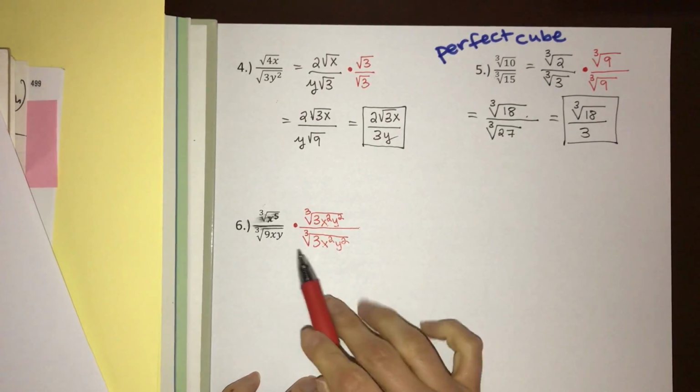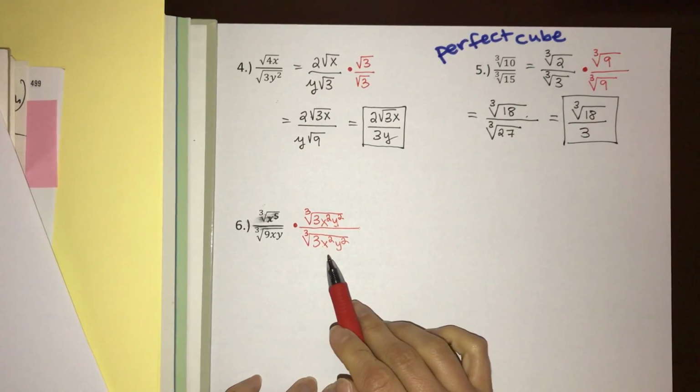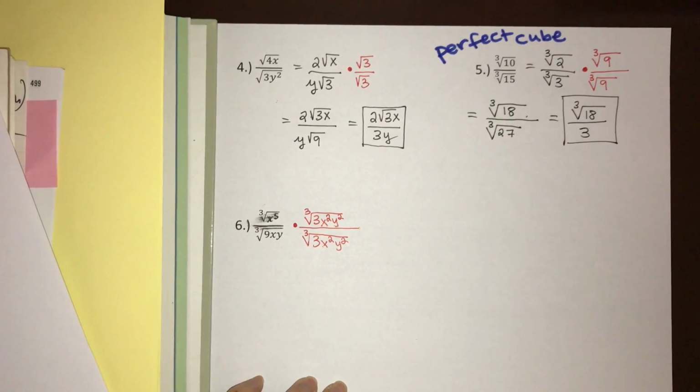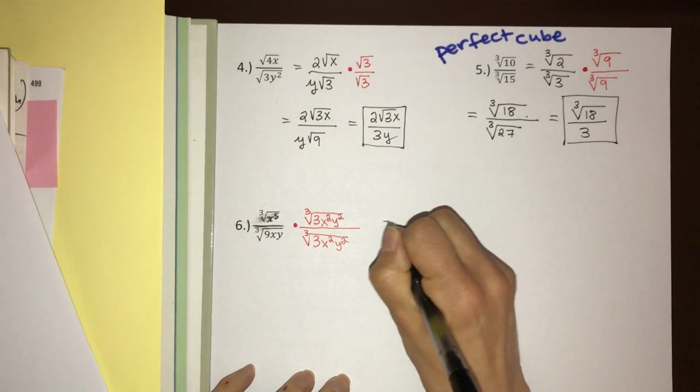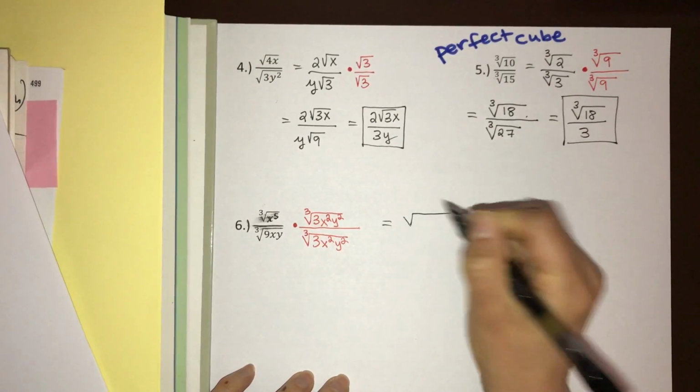Right? So that's going to make this 27, x to the 3rd, y to the 3rd. That is a perfect cube. Everything's a perfect cube. The number is a perfect cube, the x is a perfect cube, and y is a perfect cube. And that will eliminate the radical in the denominator. Let's multiply.